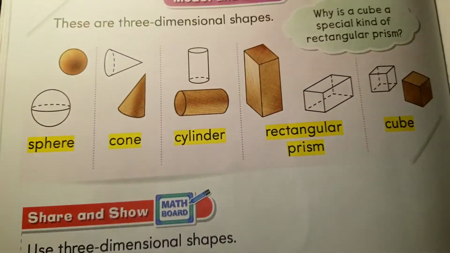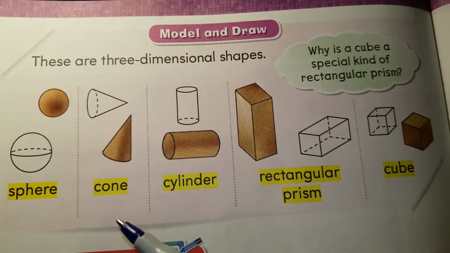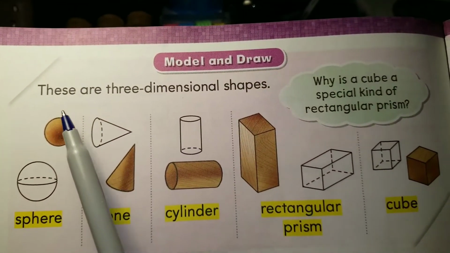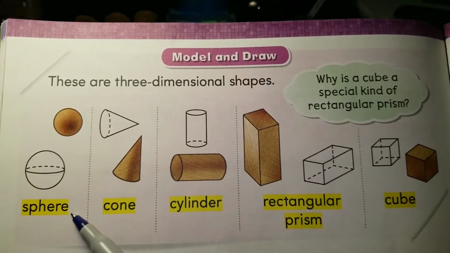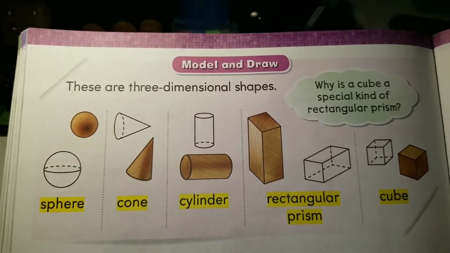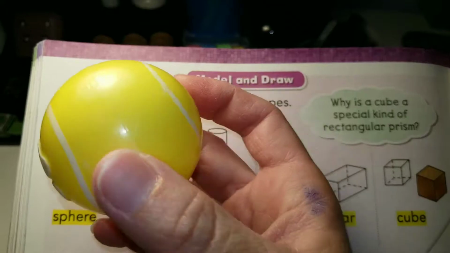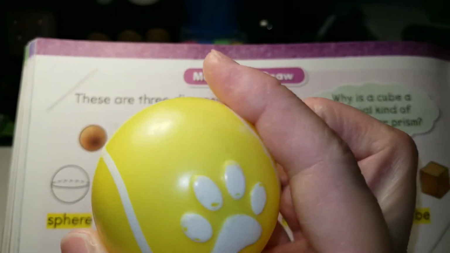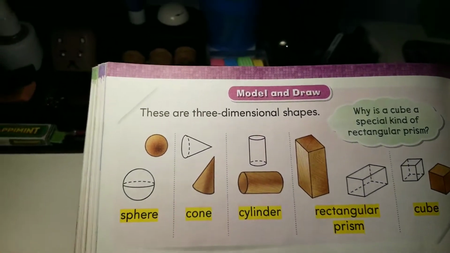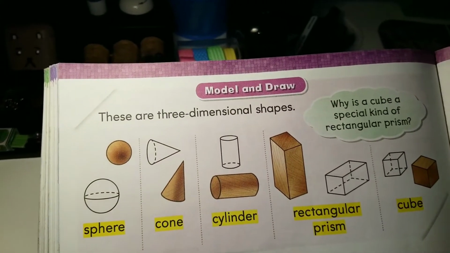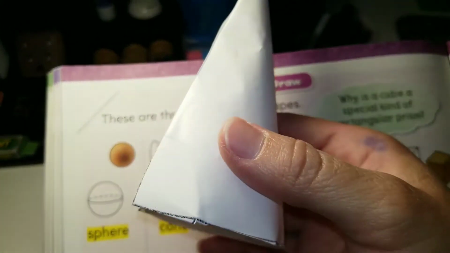Alright, let's move everything to one side. And I want you to look at these with me. It says these are three-dimensional shapes. So let's take a look at the first one. The first one is a sphere. You see it's completely round. This is our sphere. It is completely round. Then we have the cone. I'm going to show you really quick the cone. This is the cone, boys and girls.